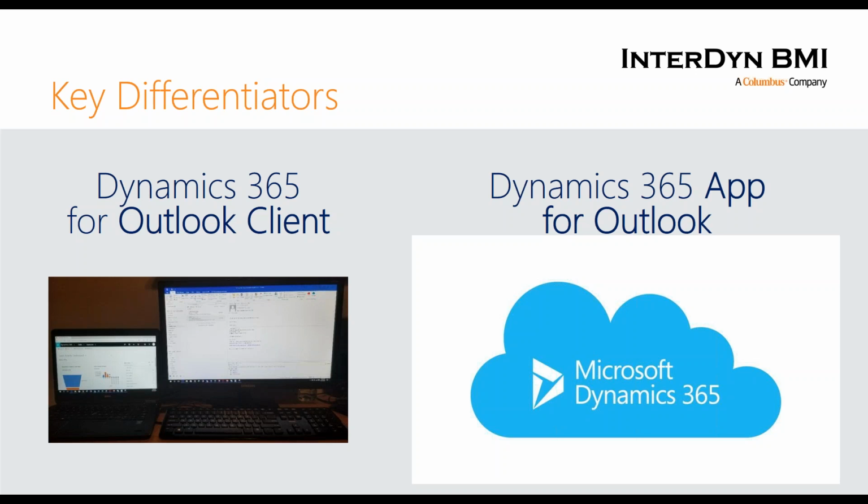But anyway, I digress. The Dynamics 365 app for Outlook is the one that's cloud-based. As opposed to the Outlook client on the left, which is physically installed on Outlook, the app for Outlook, by being in the cloud, can be on any platform, whether that's a computer, mobile phone, tablet, or web-based. Because it's in the cloud, it doesn't require you to install it on each and every machine that you use. Okay, so those are the two main differences.